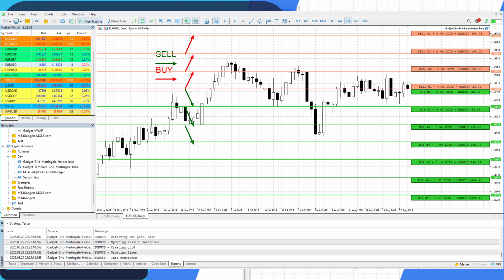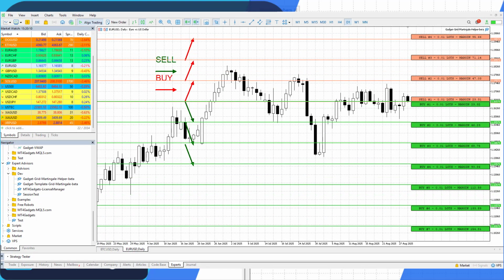Grids can also be run with or without martingale. With martingale, lot size increases as the grid expands. This helps boosting the recovery, but it also adds risk. Without martingale, all trades are equal size.